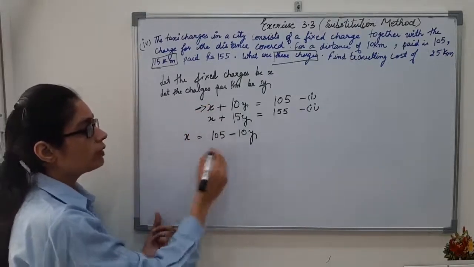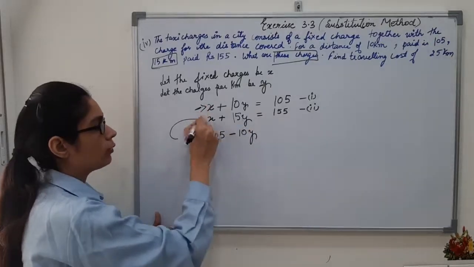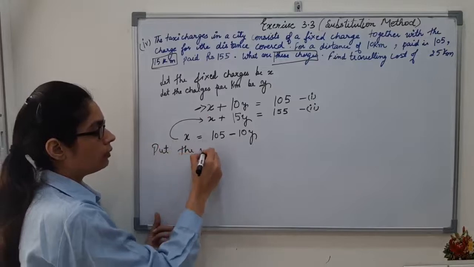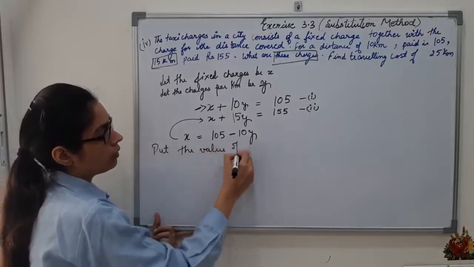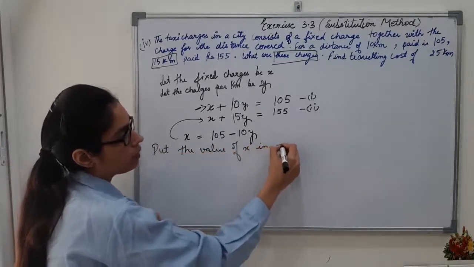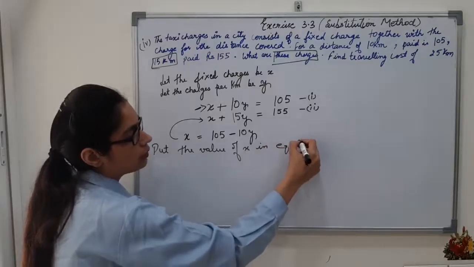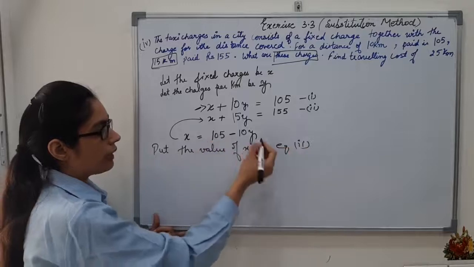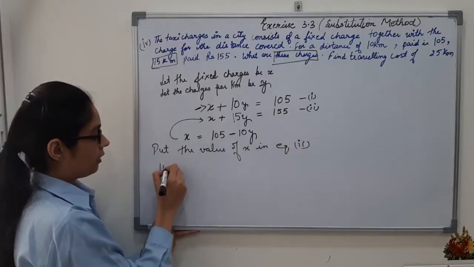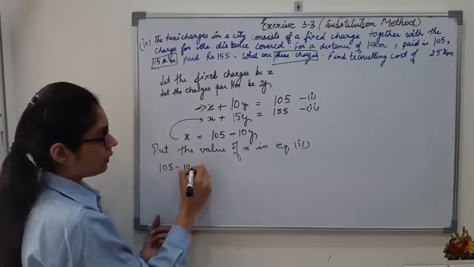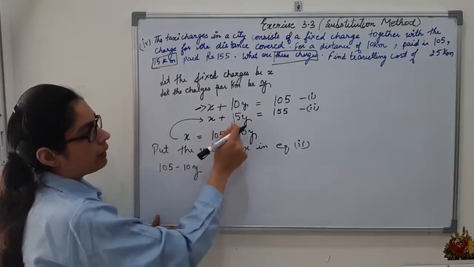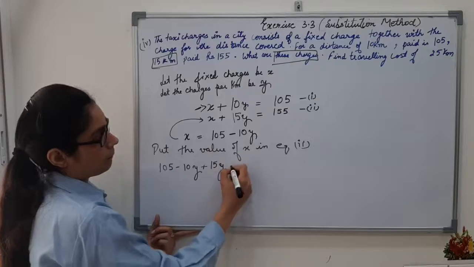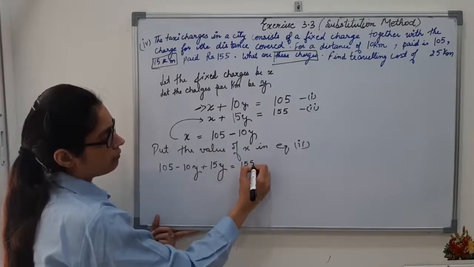Now I will put this value in the second equation. You have to write, put the value of x in the second equation. In this way you have to write everything properly. x is 105 minus 10y, so 105 minus 10y plus 15y, as it is, is equal to 155.